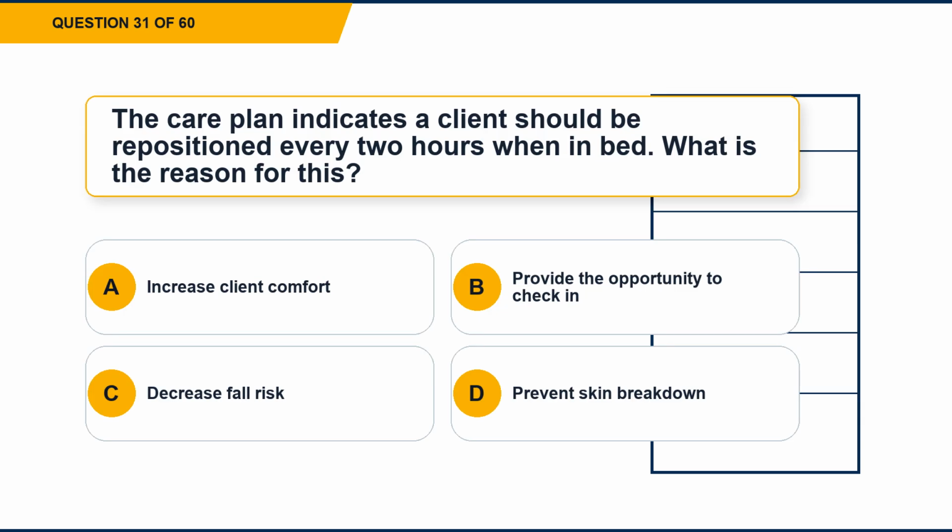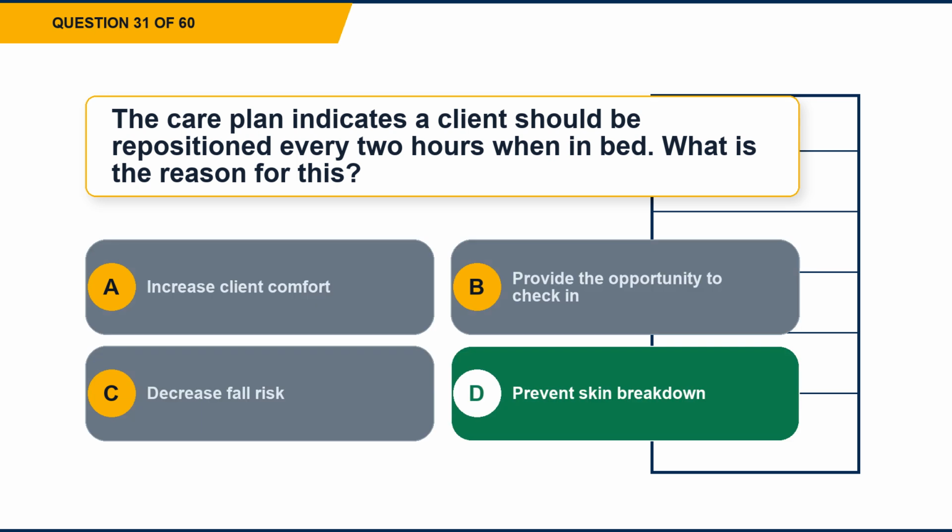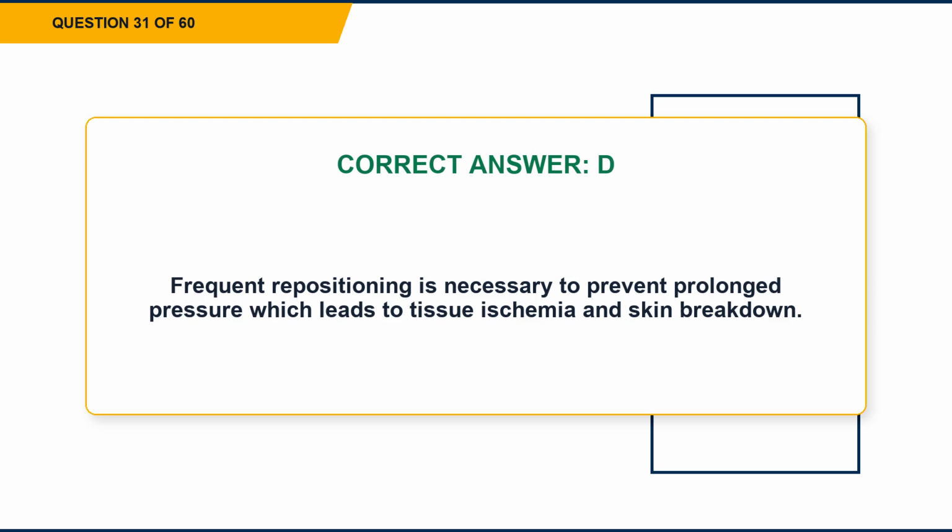Question 31. The care plan indicates a client should be repositioned every 2 hours when in bed. What is the reason for this? Option A. Increase client comfort. Option B. Provide the opportunity to check in. Option C. Decrease fall risk. Option D. Prevent skin breakdown. The correct answer is option D. Prevent skin breakdown. Explanation. Frequent repositioning is necessary to prevent prolonged pressure which leads to tissue ischemia and skin breakdown.